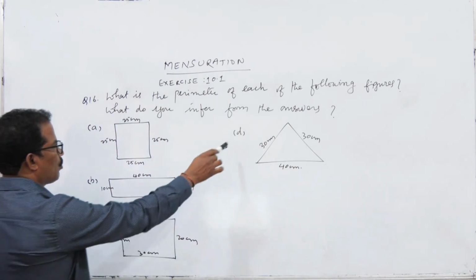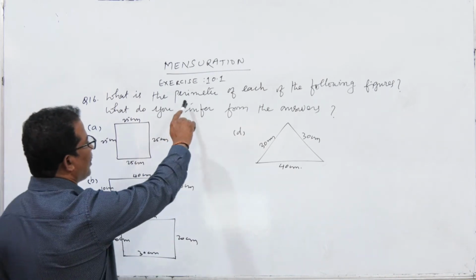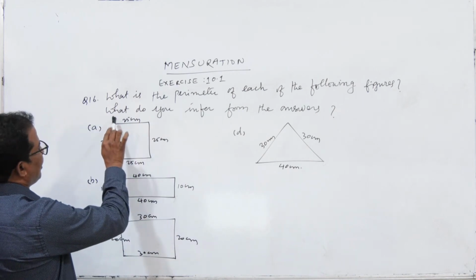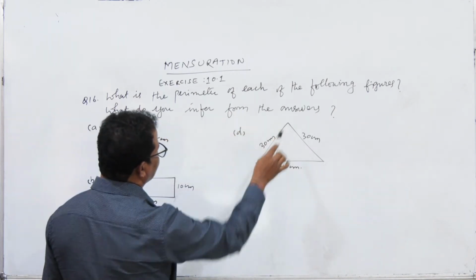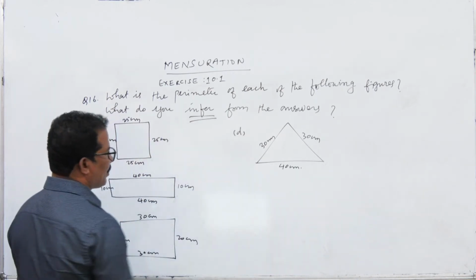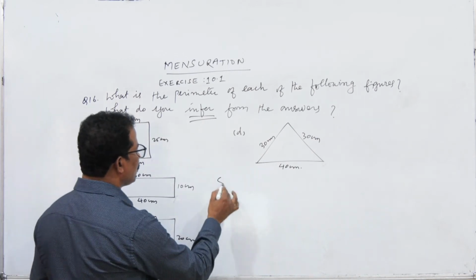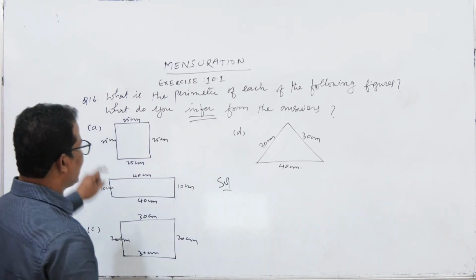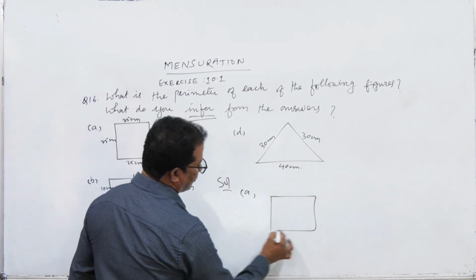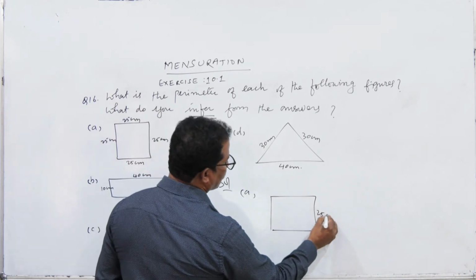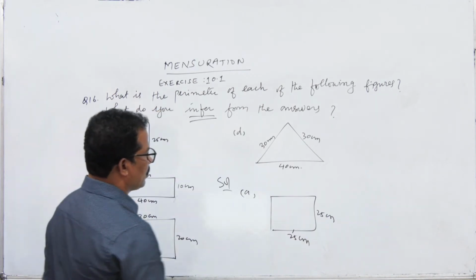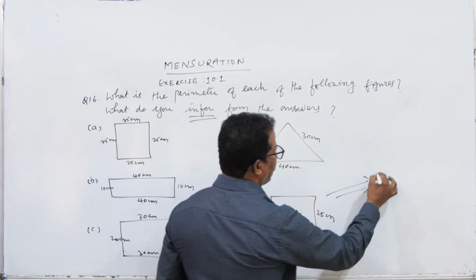So there are 4 questions. For this, we need to find the what? Perimeter of each of the following figures. And also at the last we have to say what do you infer from the answer. That means after getting the answers, what information we got, we have to write for that also. Understand all of you? So in the solution, see for the first question. So it is what? A square. A square whose each side is equal to how much? 25 centimeter. So we need to find the what? Perimeter. So for this we have to find the perimeter.